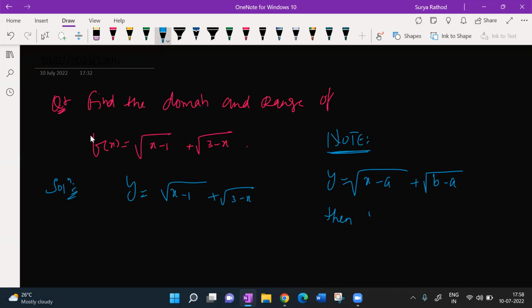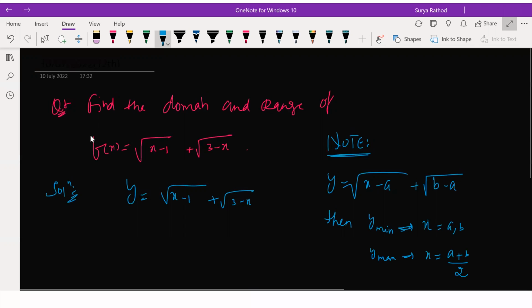Then the minimum value of the function: for the minimum value you have to use x value a comma b. For the maximum value you have to use x value a plus b by 2. Okay, this is what you have to use.